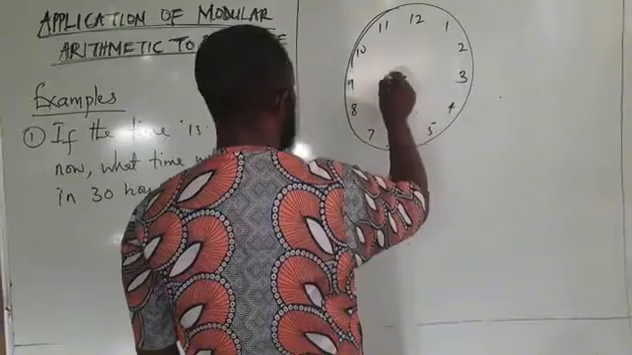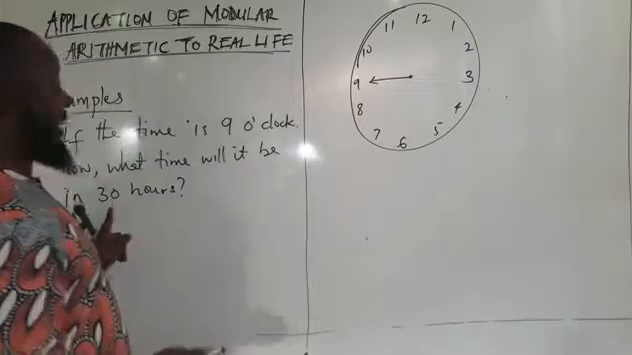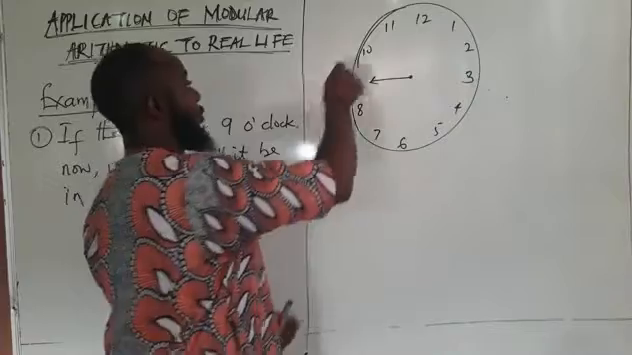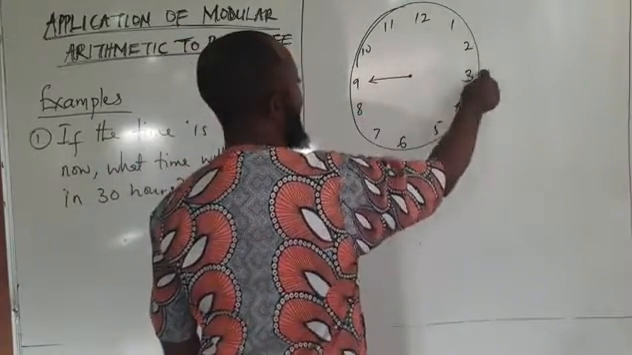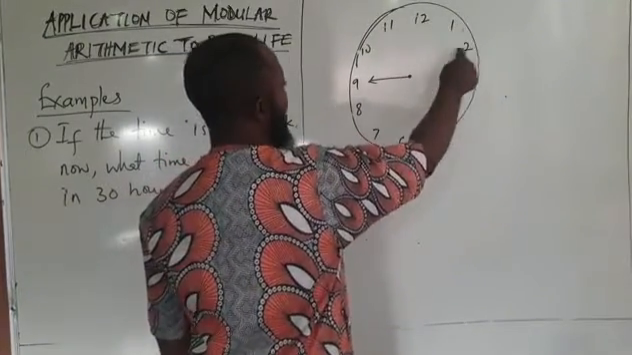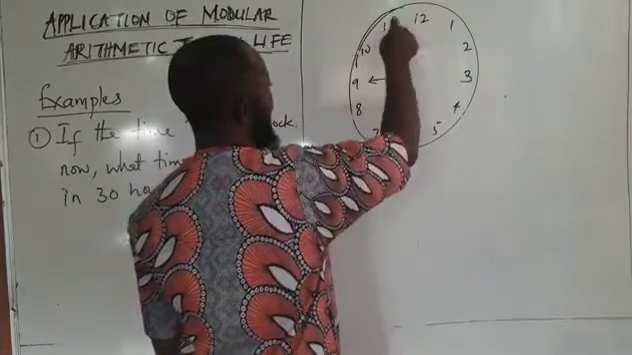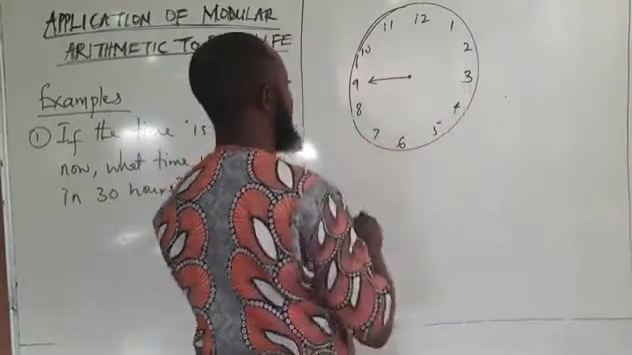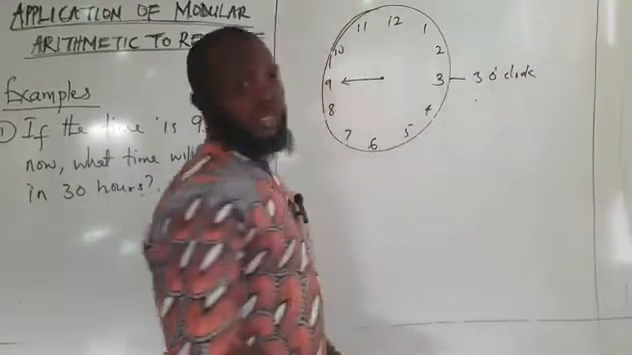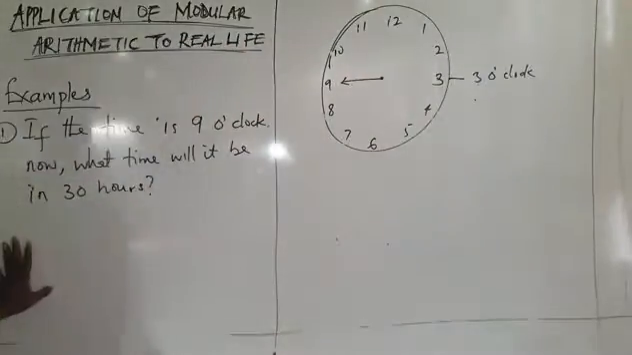Now the time is 9 o'clock now, and we move clockwise. In the next 30 hours, we start counting from 10 and count 30 and see where we're going to stop. 1, 2, 3, 4, 5, 6, 7, 8, 9, 10, 11, 12, 13, 14, 15, 16, 17, 18, 19, 20, 21, 22, 23, 24, 25, 26, 27, 28, 29, 30. So the time will be 3 o'clock. The next 30 hours after 9 o'clock now, the time will be 3 o'clock.